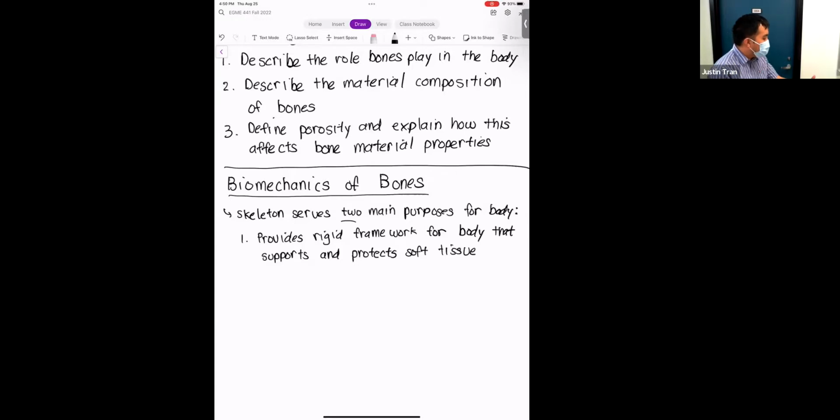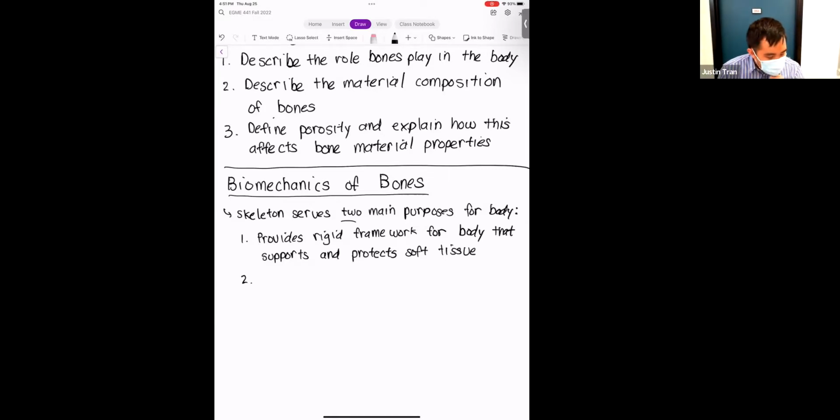Just by having an arm or a leg that provides structure, when you jump up and down or fall from a height, that impact doesn't get transmitted to your internal organs. Your bone is going to absorb a lot of that impact.